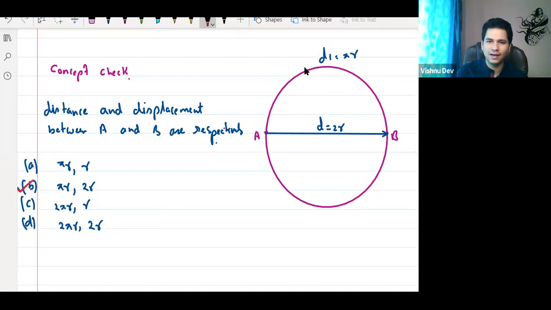Right, from A to B I have given the distance pi r, and this I have given 2r. I'm just asking what is what. Tell me. Everything is given. You just have to identify which is distance and which is displacement. That's all you have to do. Okay.